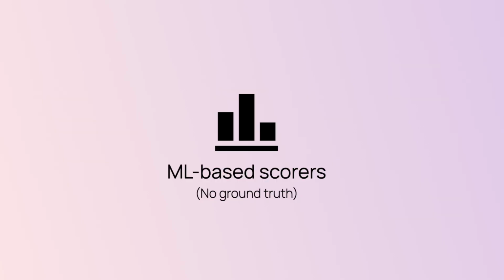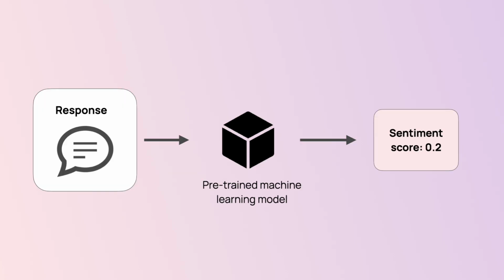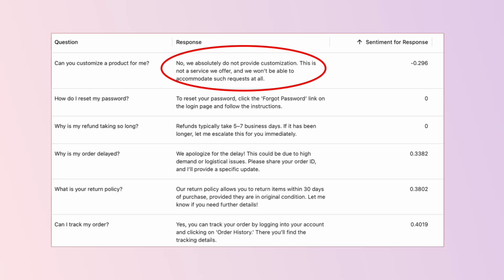Now, you don't always need an LLM for evaluation. You can also use smaller machine learning models to check for specific things like sentiment, toxicity, or emotion. These models are lightweight, don't require ground truth, and are often available off the shelf. For instance, you can use a sentiment analysis model to flag if a response is overly negative.